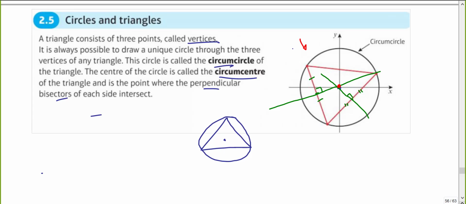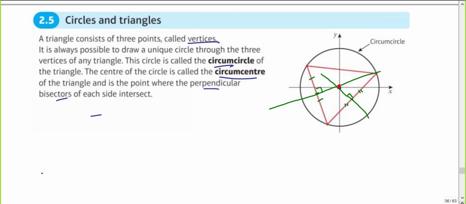Which, the thing in blue or the other? This.